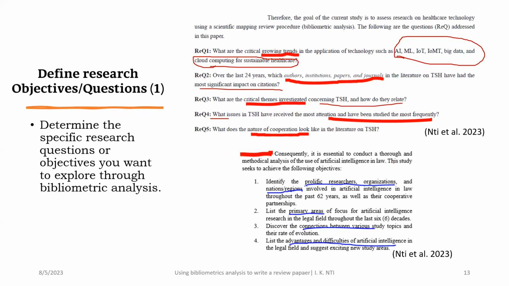Then look at the fifth research question. It says, what does the nature of cooperation look like in the literature on TSH? So what are they trying to do? In this way, they're trying to find out what the cooperation is like. They want to do network analysis. Which country is cooperating with which country? Which authors are cooperating with which authors?